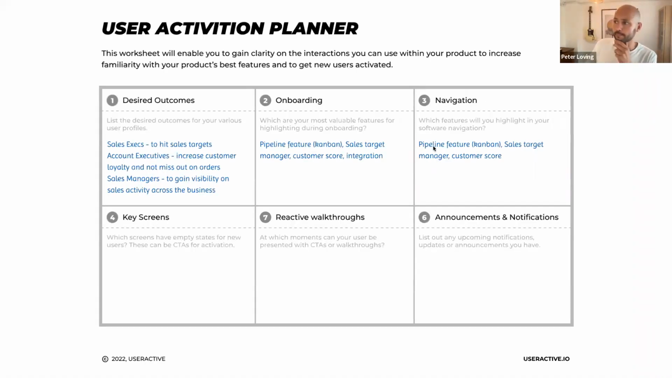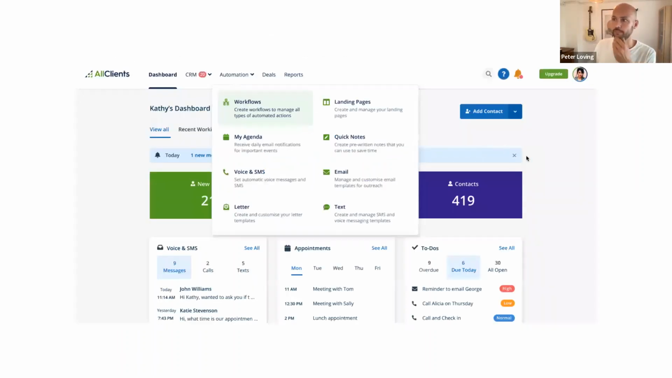So in this worksheet, we'd use this just to highlight which features are your most powerful features. Okay, this doesn't need to be personalized because this is the navigation for your whole app. So we want to highlight the best features, the most powerful features, and showcase them in your navigation.